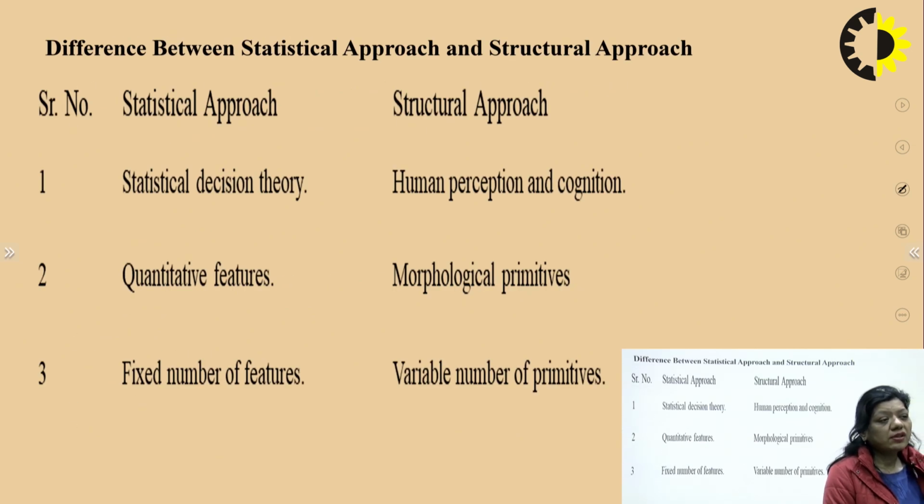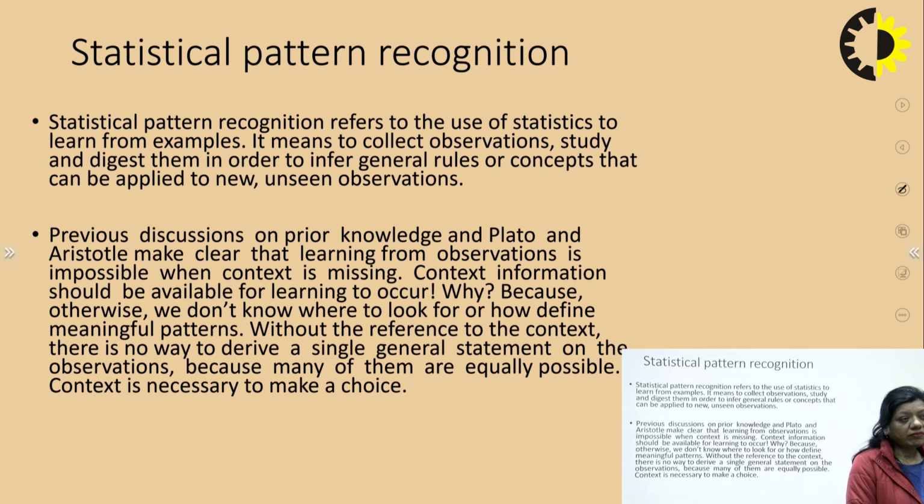Now, what is the difference between statistical approach and structural approach? Statistical approach follows statistical decision theory and structural approach follows human perception cognition. In a statistical approach, we have quantitative features, and in a structural approach, we have morphological primitives. In a statistical approach, we have a fixed number of features, but in a structural approach, we have a variable number of primitives.